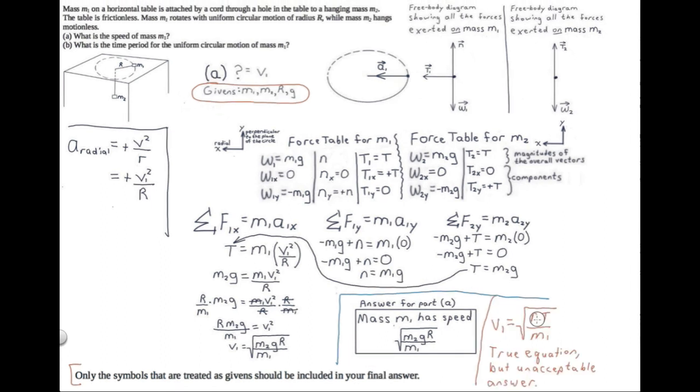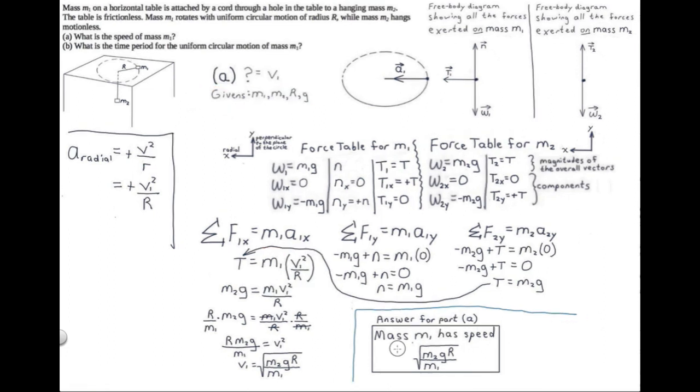For example, this would not be an acceptable answer to the problem, even though it is a true equation, because capital T is not on our list of givens. This result is what you get if you solve this equation for v sub 1. Always check to make sure that you've answered all parts of the question. So far we haven't answered all parts of the question. We still need to answer part B.